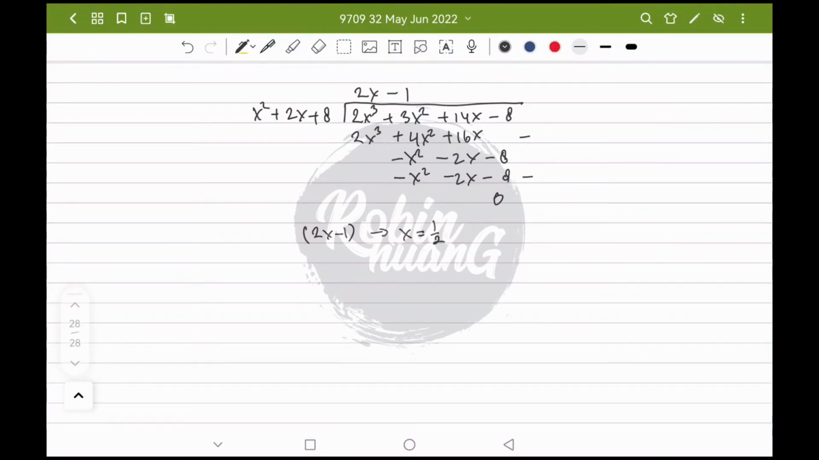So the first root, let me write it again. x1 is -1 plus square root of 7i, x2 is -1 minus square root of 7i, and x3 is a half. So this is the final answer.